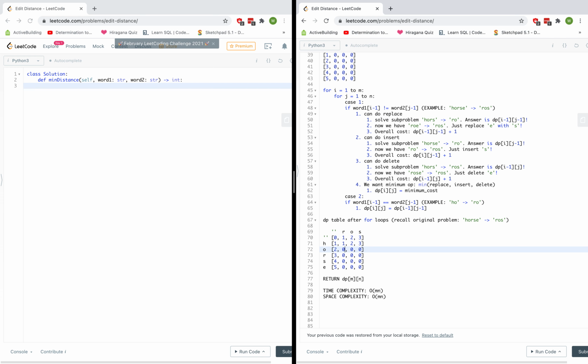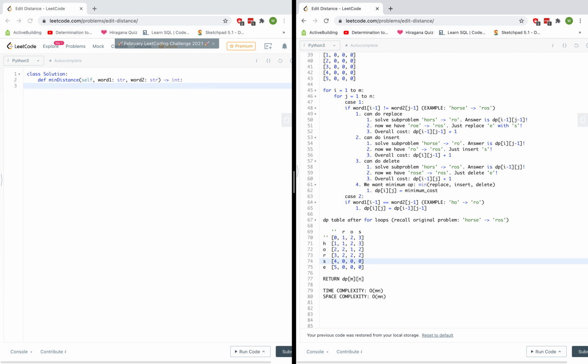Next, does O match with R? It doesn't, so minimum plus 1 is 2. Does O match with O? It does, so we're actually going to look diagonally, which is 1. Diagonally up and to the left is what I mean. Now, does O and S match? They do not match, so it's minimum plus 1, which is 2. Now, do R and R match? They do match, so it's going to be diagonally. Do R and O match? They do not match, so it's minimum plus 1, which is 2. Do R and S match? No, they do not match, so it's going to be minimum plus 1, which is 2.